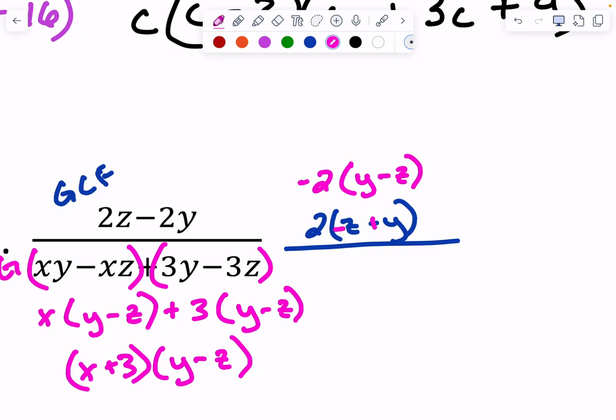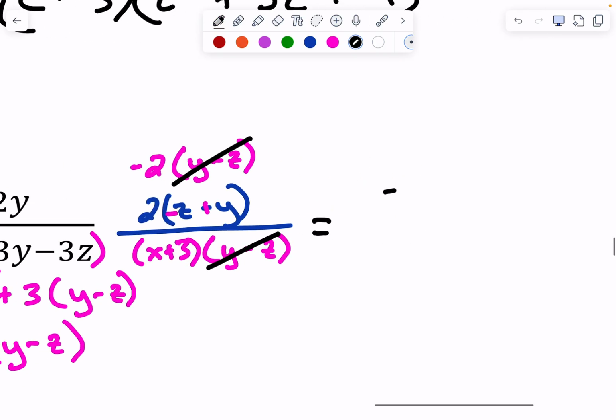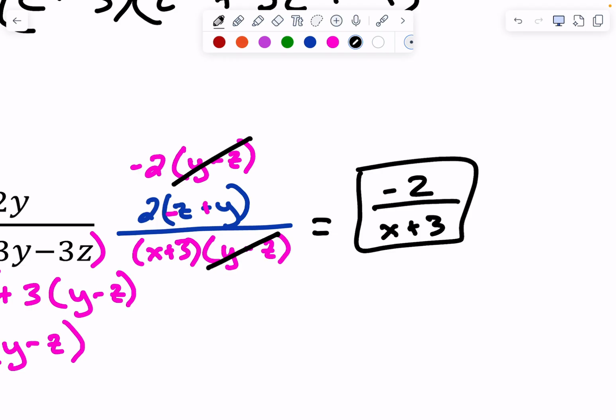Okay, so there's that. And then we've got x plus 3, and we've got a y minus z on the bottom. You see what we just did? Instead of taking 2 out, we'll take negative 2 out. y minus z is going to cancel. Anything else cancel? No. Nope. Negative 2 over x plus 3. Beautiful.